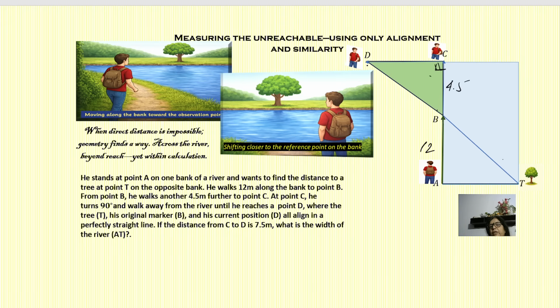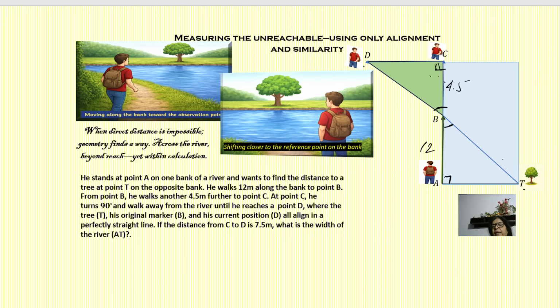As he walks, he keeps looking behind and finds a point D such that when he looks back, the point D, B, and the tree on the opposite bank are in a complete straight line. So once you locate that point, if you look at this figure over here, we get two similar triangles here. Basically, this angle will be equal to this angle, vertically opposite angles.